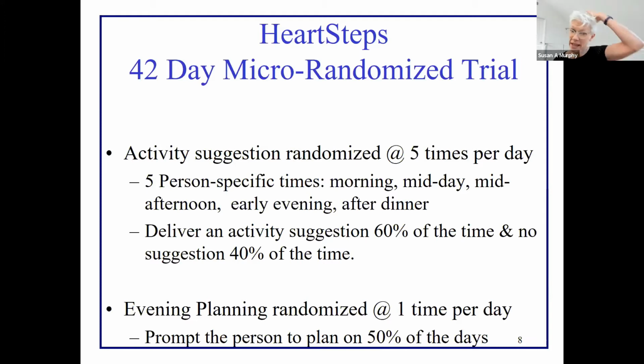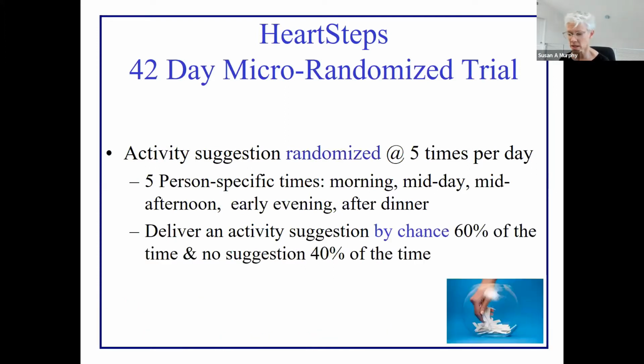With the evening planning, that was only at night, you would get randomized once in the evening, and only on about half the days. So on any given day, you might get randomized to plan how you're going to be active tomorrow. Lots of randomizations here. So when we talk about randomization, 5 times a day, and I said 60% chance, what I mean is that the probability of getting a message is 0.6.